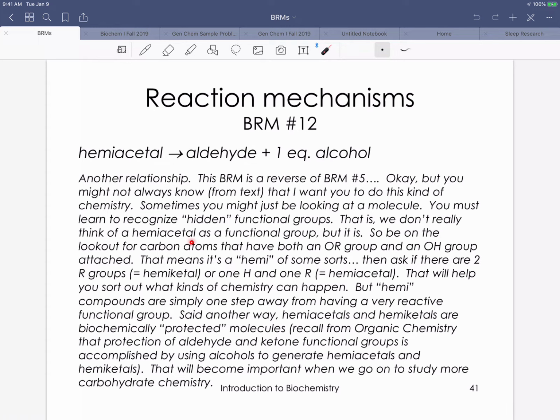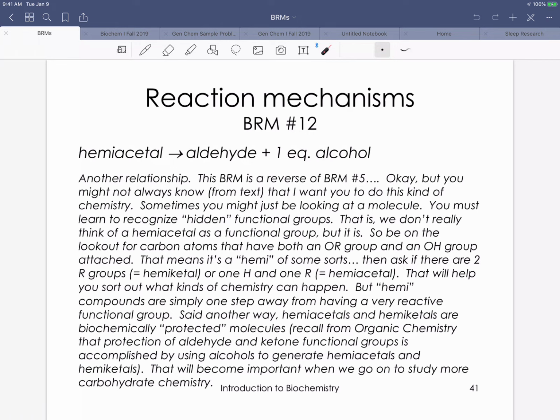We don't necessarily think of a hemiacetal, like we have here, as being a functional group. We learned about alcohols and aldehydes, but a hemiacetal is, again, looking for something. We have to find carbon atoms that have both OR groups and OH groups attached to either another hydrogen or another alkyl group. If we have another alkyl group, it's going to be a hemiketal. If it's another hydrogen, we're going to have a hemiacetal.